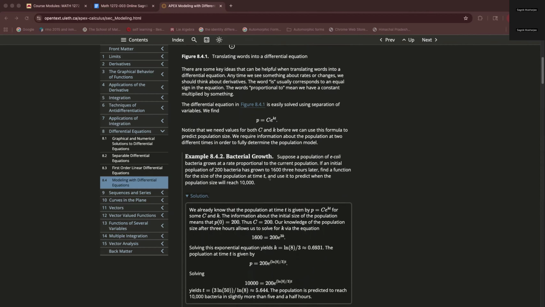So you have all these conditions, all these numbers, plug in the values. For example, here, initial population of the bacteria is 200. That means when t is 0, P of 0 is 200, right? Now P of t is c e power kt, right? So what is P of 0? Plug in t equals 0 here. You will get P of 0 is c, right? So c is 200. Makes sense?